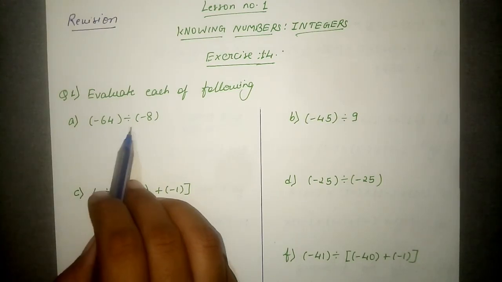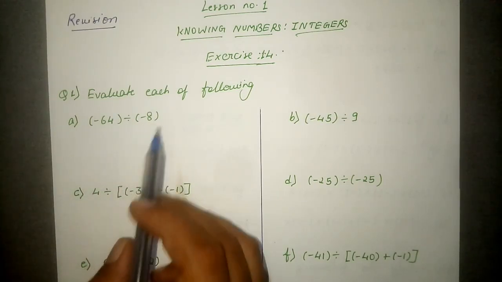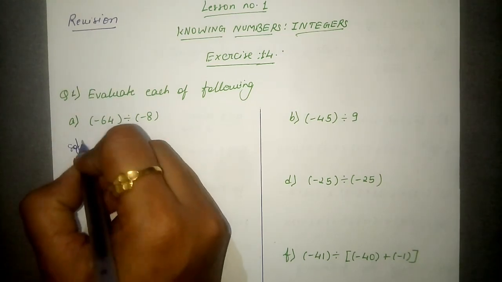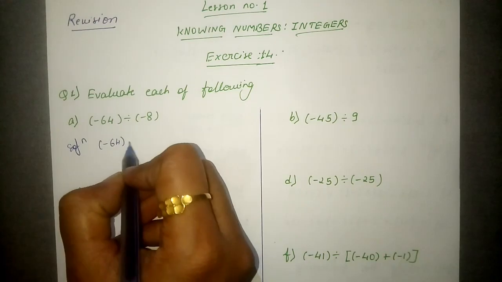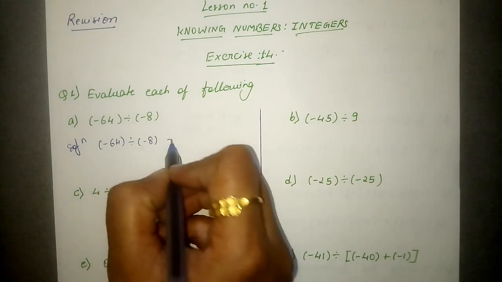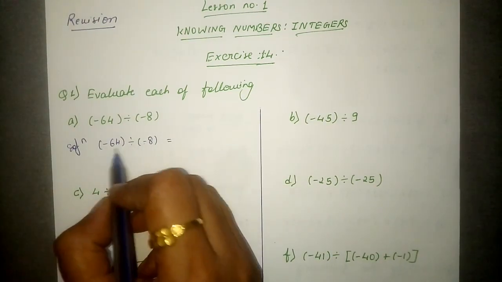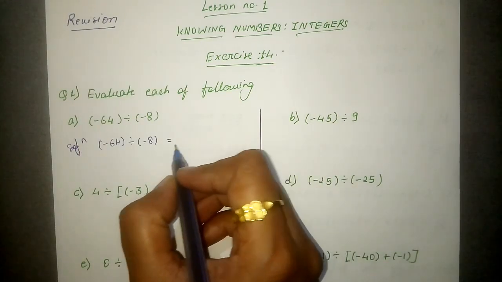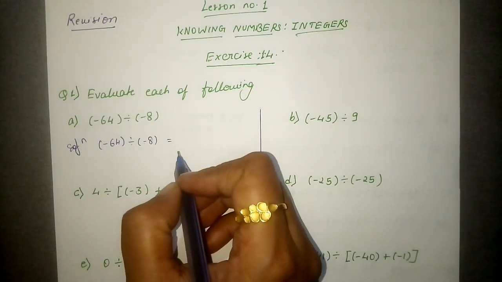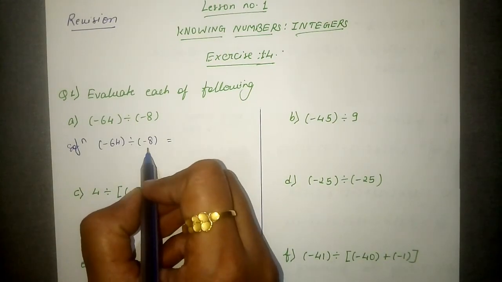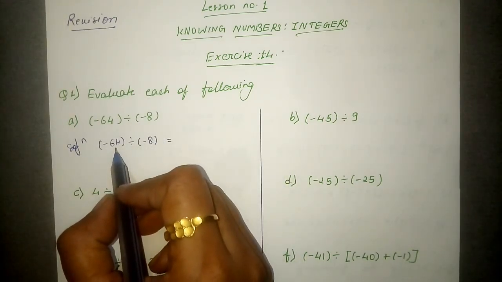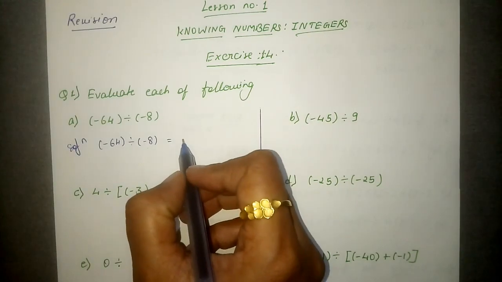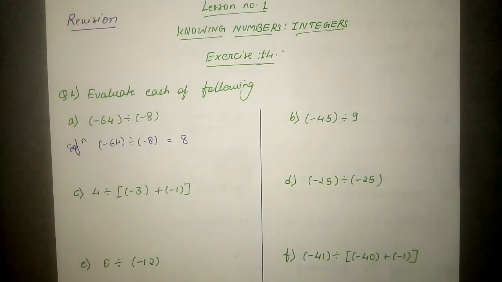minus 64 divided by minus 8. It means here we have to perform the division. So here we will write minus 64 divided by minus 8. So minus divided by minus will be plus. It means our answer will come positive. And 64 divided by 8. So 8 into 1 is 8 and 8 into 8 is equals to 64. So here we will get the answer as plus 8.